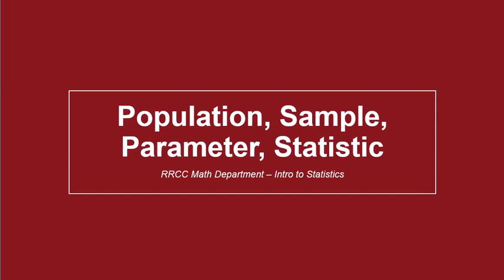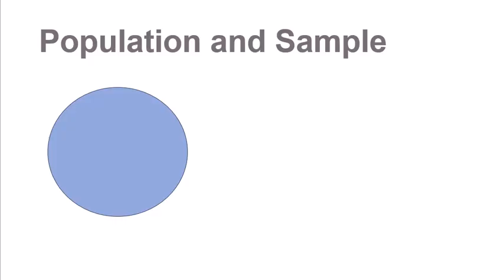Everyone, this video is going over the terms population, sample, parameter, and statistic as they are used in Introduction to Statistics. So to start us out, we want to make a distinction between population and sample. So basically a population is a group of, it could be people or items or things or whatever it is that you're studying. It's the group that you're interested in.